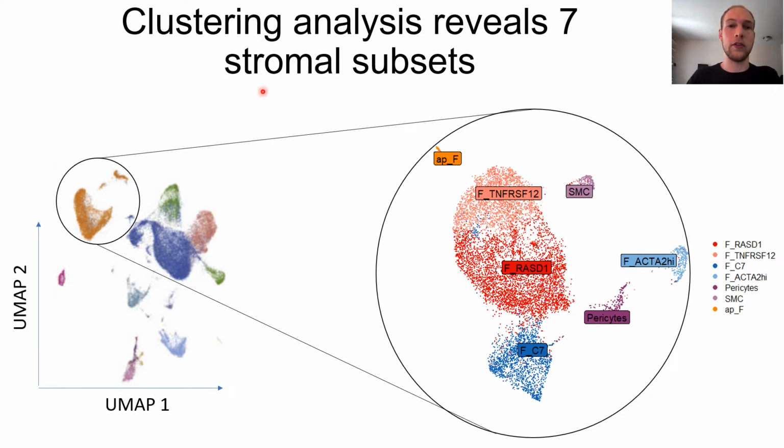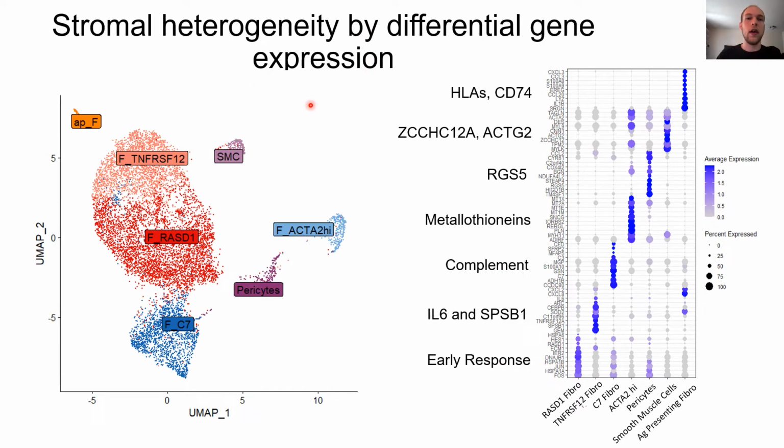So from the broad dimensional reduction, I take out the cells belonging to a specific compartment, and here I subsetted out the fibroblasts and other stromal cells to reanalyze with clustering, and doing so I've identified 7 different subsets. Differential expression analysis was used to annotate these cell populations, and what we find are these 3 classical fibroblast populations as well as some others.